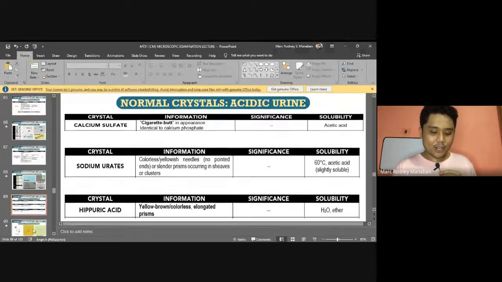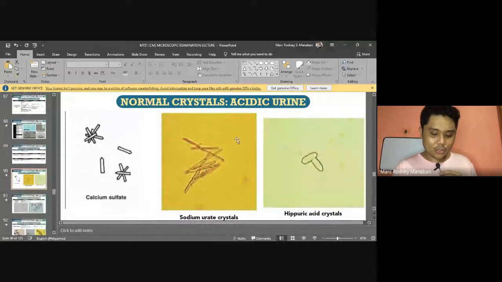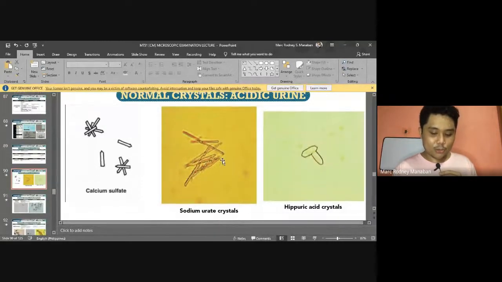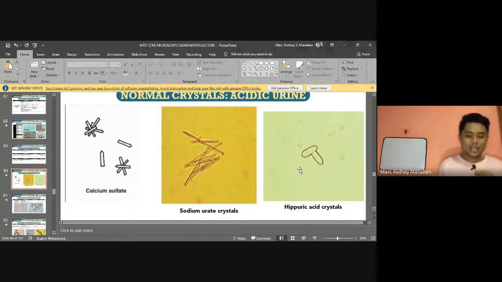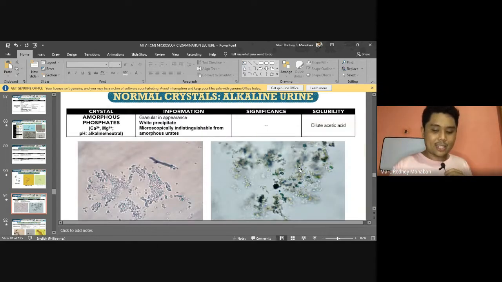So here are some pictures. Needles, as you can see, no pointed ends on sodium urate. And for hippuric acid, again, elongated prisms. So the purpose of solubility is that you can use it to identify the crystals. If you are confused about what a crystal is, especially if many crystals are needle-like in appearance, you can use the solubility test to differentiate. And also history. You look at the history of the patient. That's for the normal crystals found in acidic urine.